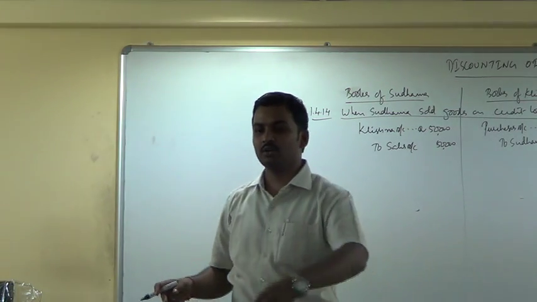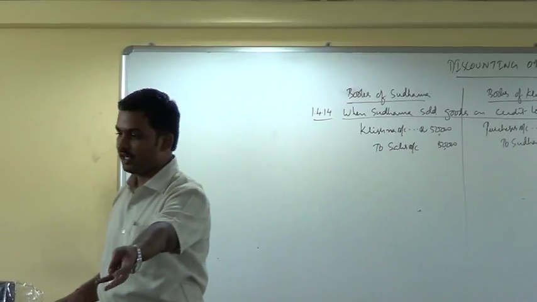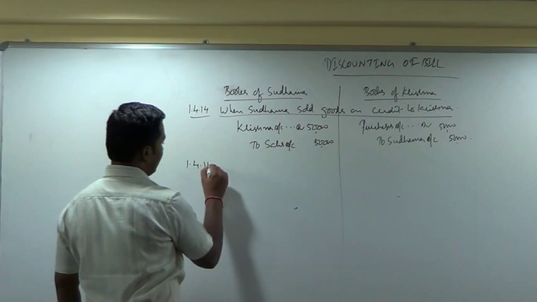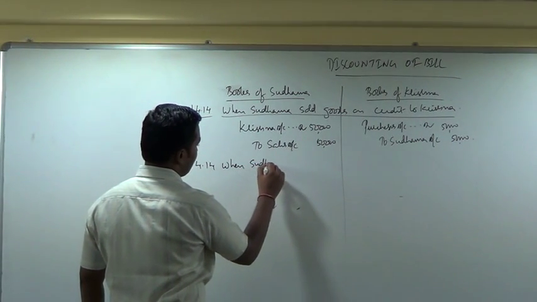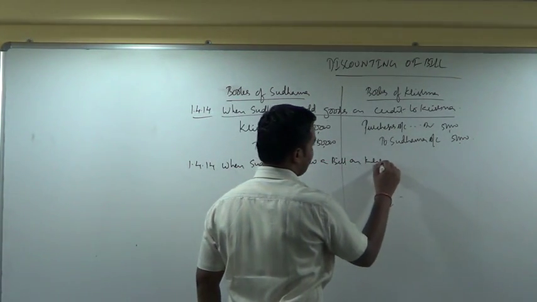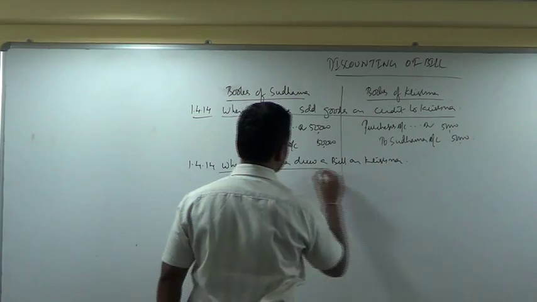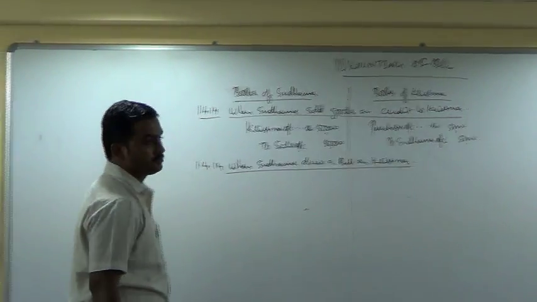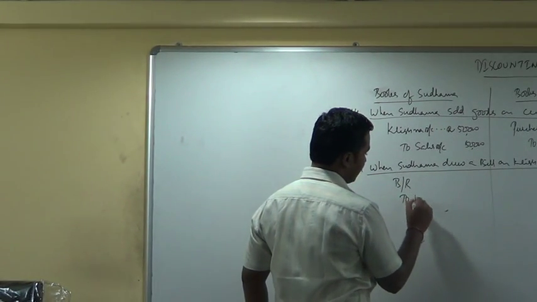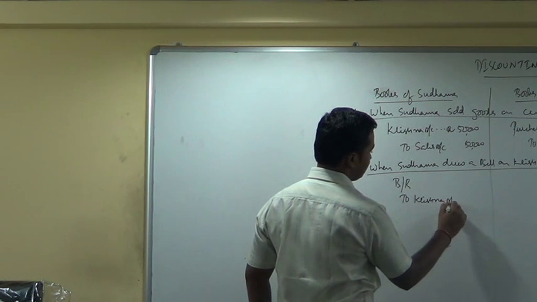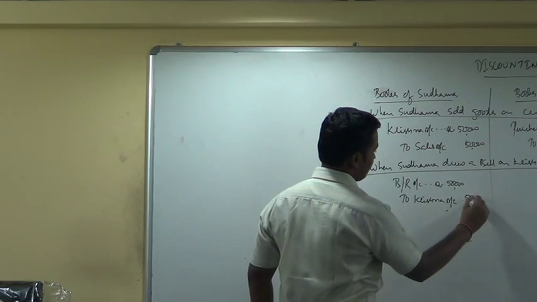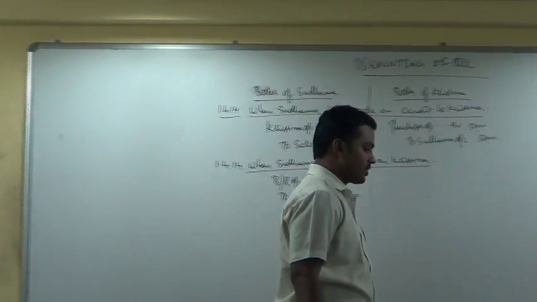So what did Sudama do immediately? He drew a bill on Krishna, and Krishna accepted it and returned it to Sudama. Same day, 1st April 14, Sudama drew a bill on Krishna. Sudama is receiving a bill from Krishna now. What is the entry you pass? Bills receivable account debtor to Krishna account.